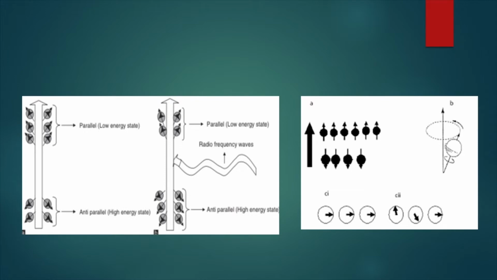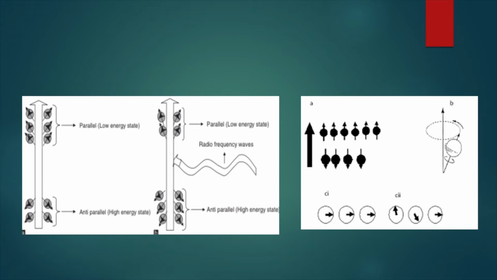And after forming the net magnetization of the tissue, when a radio frequency wave is applied to the steady state, the nuclei will absorb the energy, and will move from the low energy state to the high energy state. As we can see, the parallel configuration of the atomic nuclei gets changed to the anti-parallel high energy state.